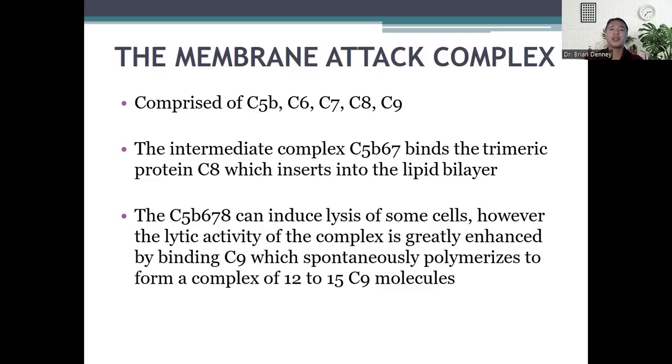Now, binding of the next complement protein, C8, to that complex C5b, 6, and 7 causes insertion of the C5b, 6, 7, and 8 into the membrane surface, causing small lysis. Small lysis, no? Why small lysis? Because you actually need another complement protein to complete the lysis.